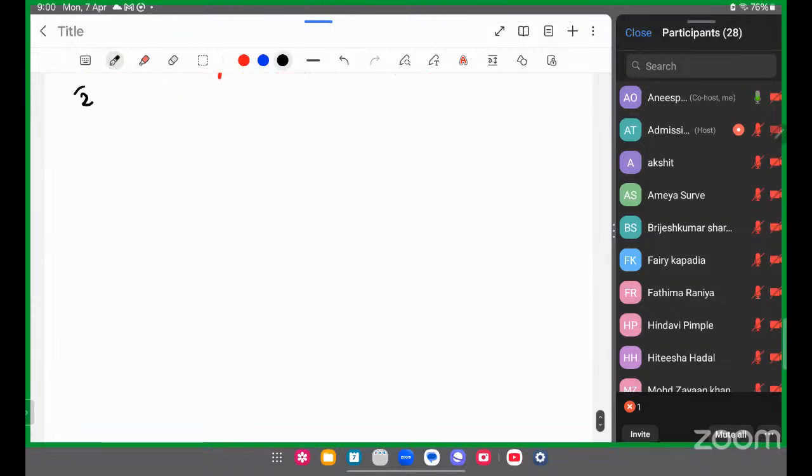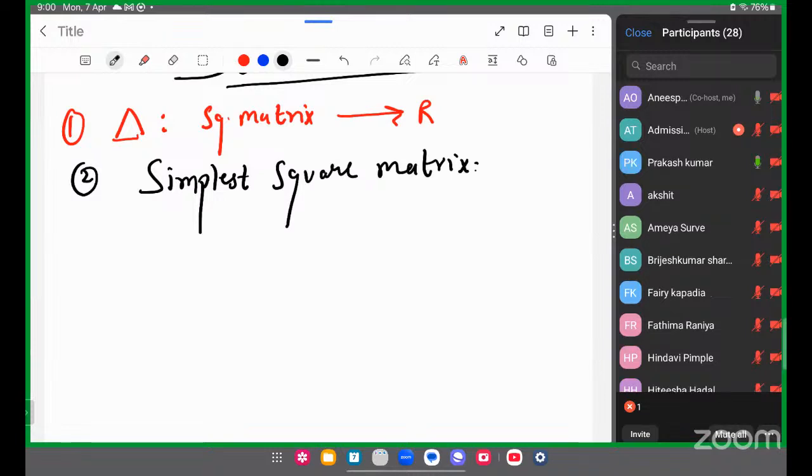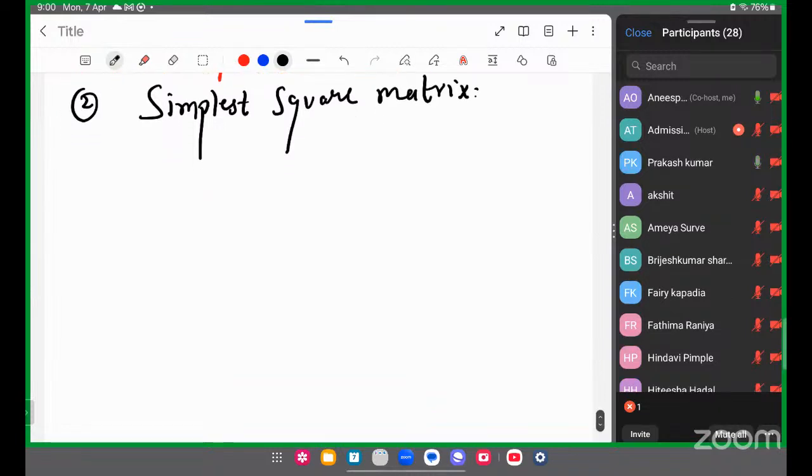What do you think? What is the simplest square matrix? The 2 by 2? Wrong answer. Simplest possible square matrix will be a matrix with a single element A of order 1 into 1. Number of rows is 1, number of columns is 1. So obviously the simplest square matrix is 1 into 1.